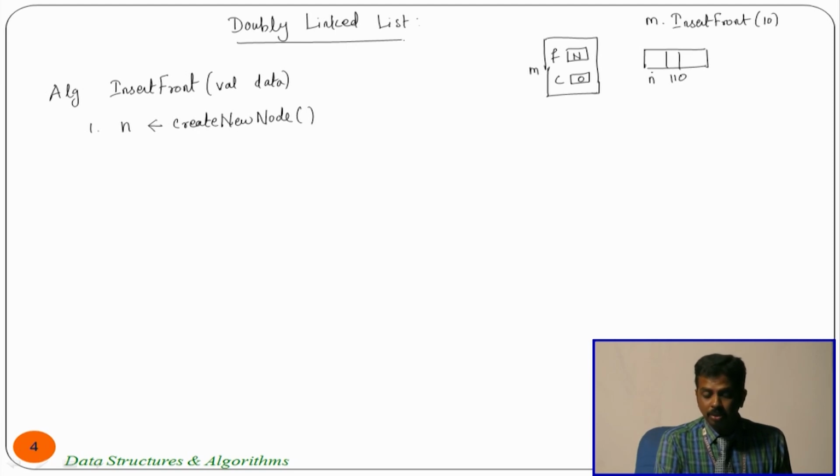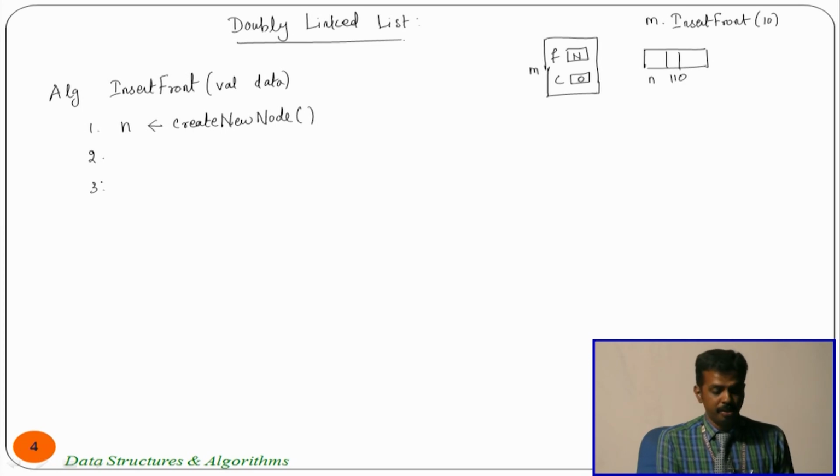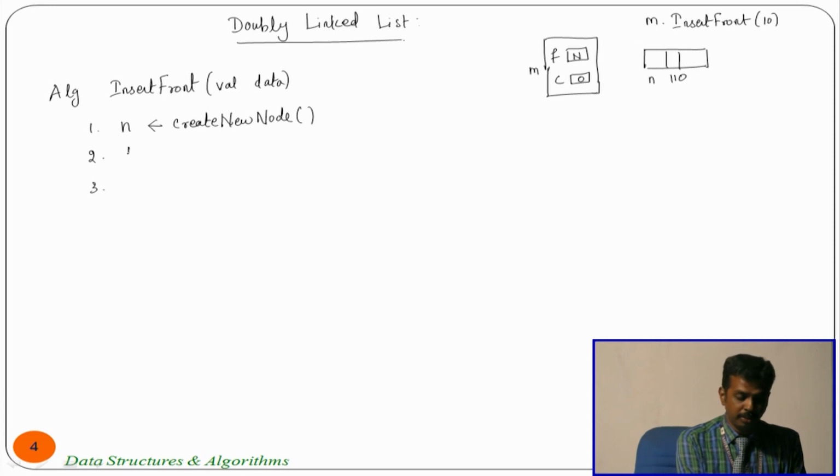Next, for this n, we have to initialize the 3 fields. The second step is, the node is created successfully or not, that we need to check. That is, if n equal to null, it means that the memory is not created. So, then we have to return false. The operation is failed. And then end if.